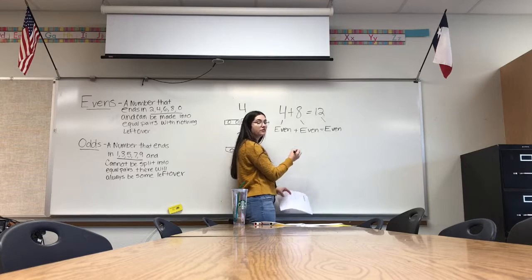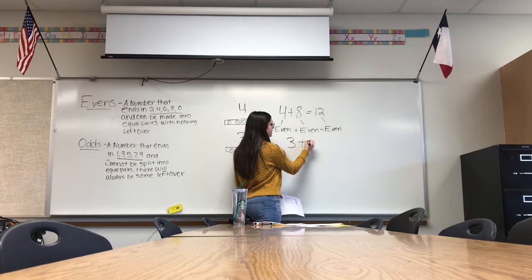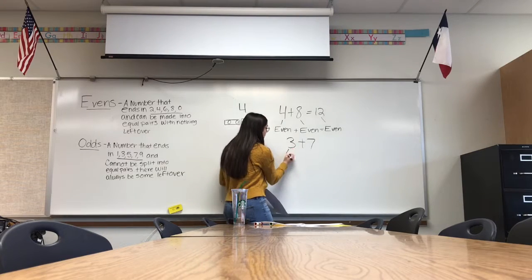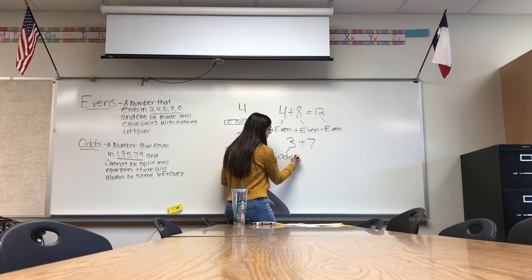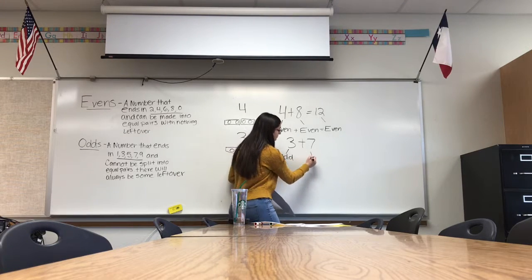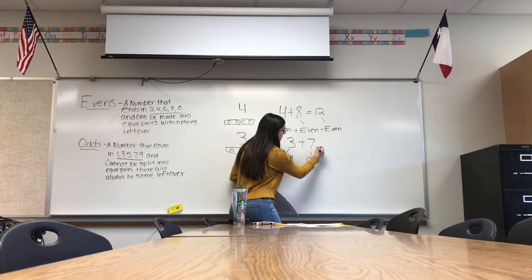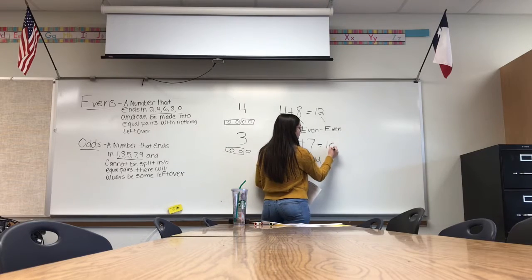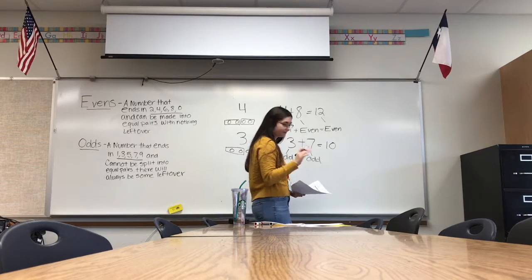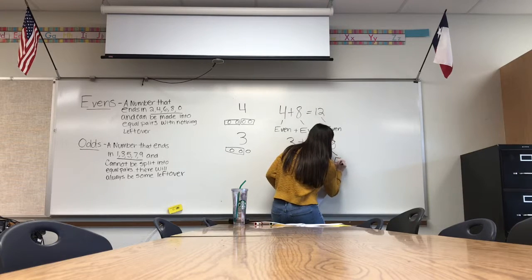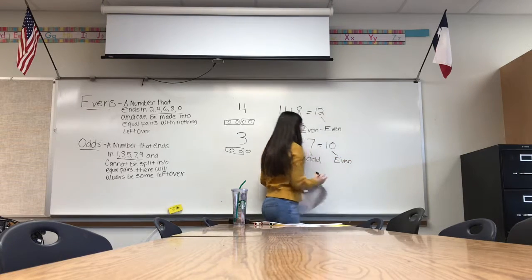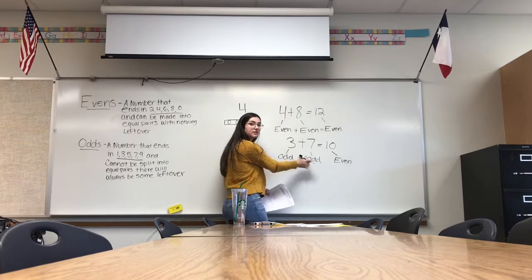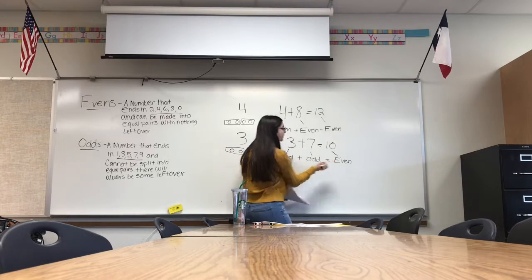So your next one was 3 plus 7. So 3 is an odd. 7 is an odd. And 3 plus 7 equals 10. And what is 10, an even or an odd? An even. So an odd plus an odd is going to equal an even.